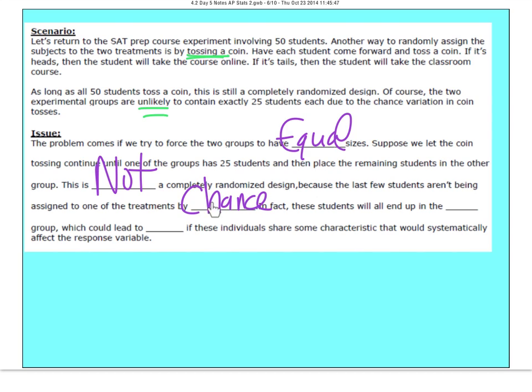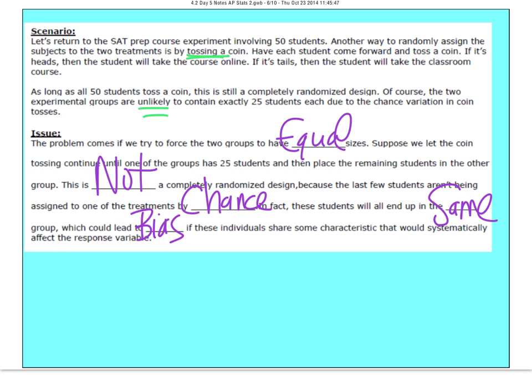They don't flip the coin by chance. They just go into the remaining group. These students will all end up in the same group. And this could lead to bias if these individuals share some characteristic.